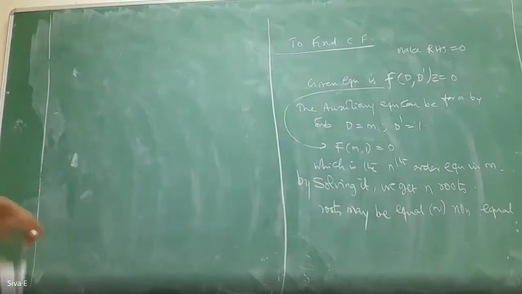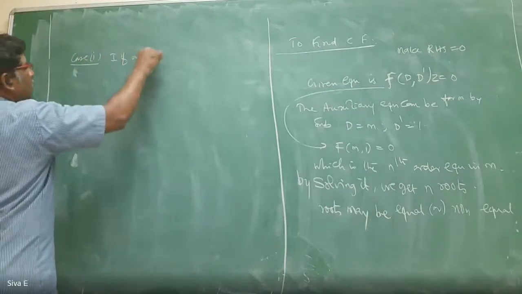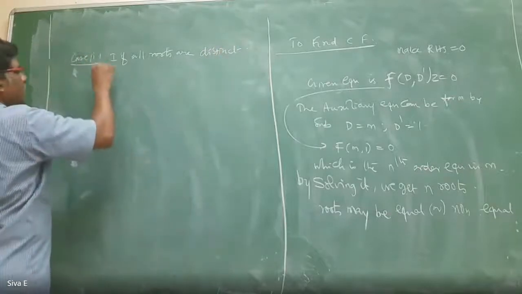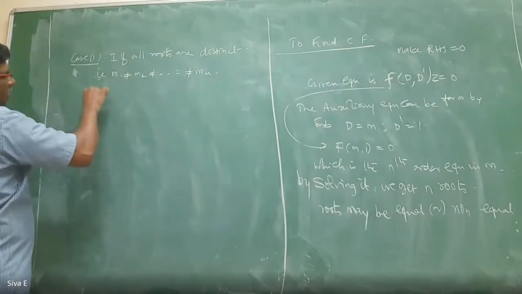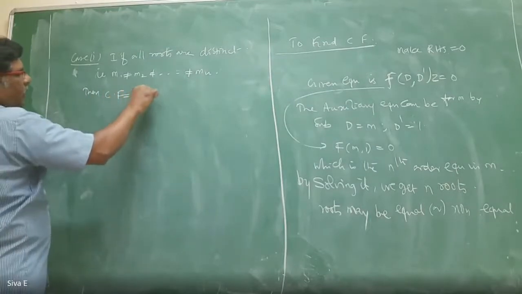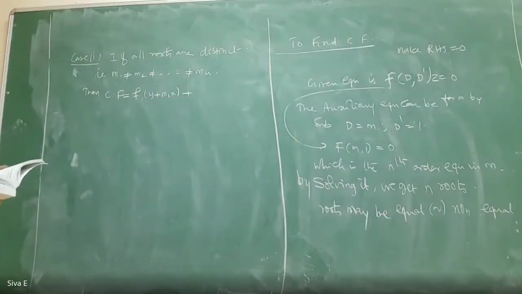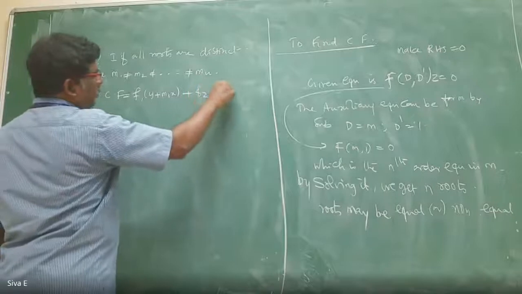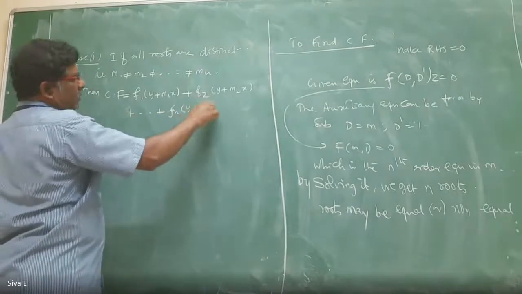Case 1: if all roots are distinct, that is m1 is not equal to m2 is not equal to mn, then the complementary function equals f1 of y plus m1x (or x plus m1y), plus f2 of y plus m2x, plus etc., plus fn of y plus mnx.